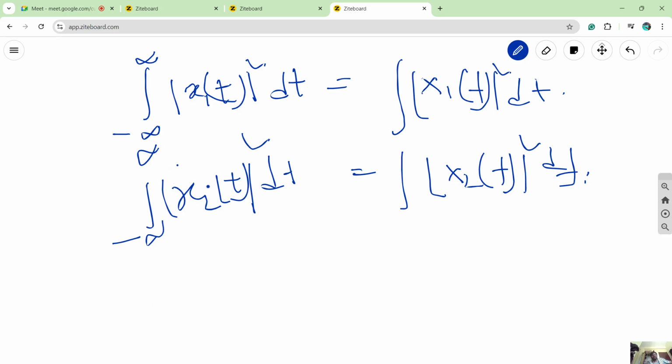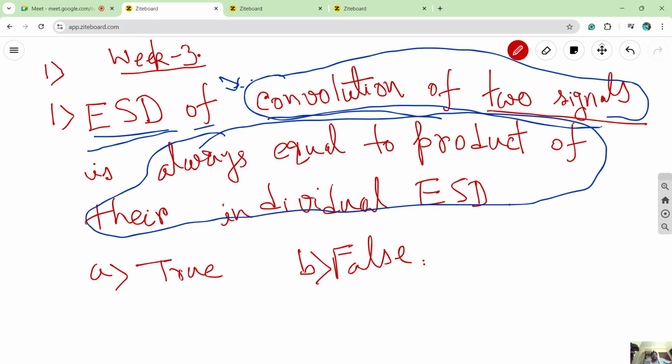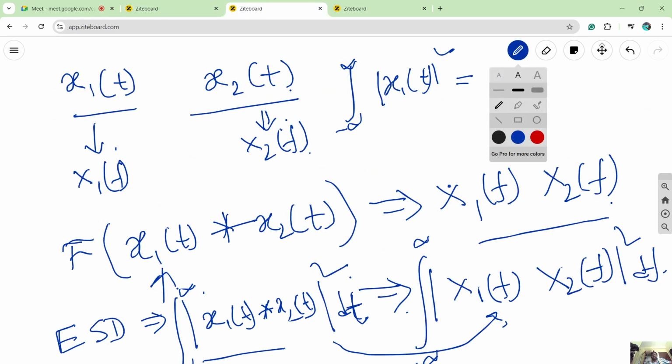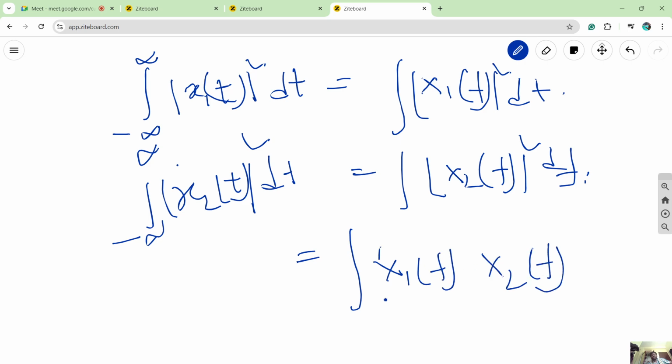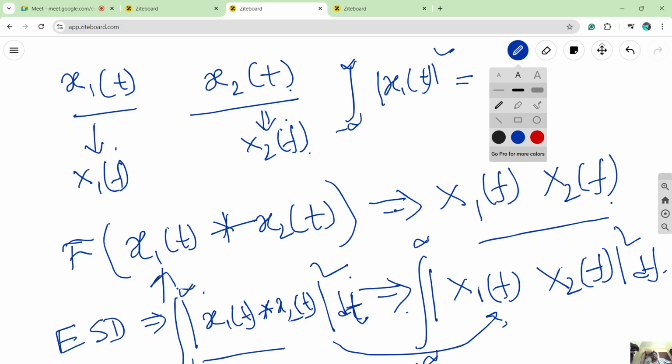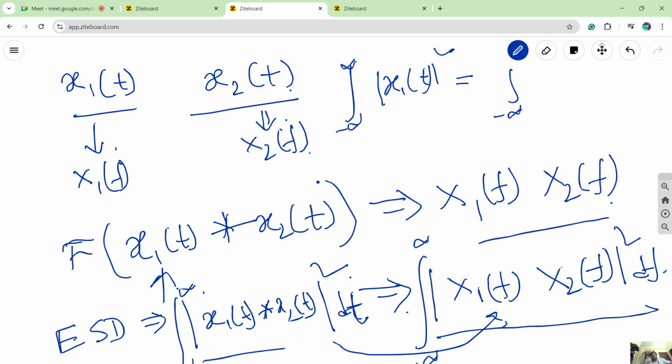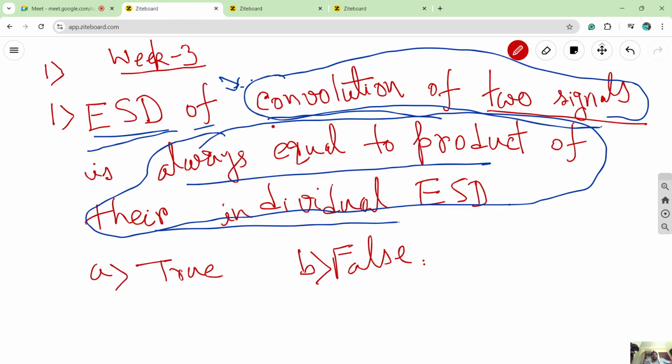So if we multiply these two, do a convolution between these, sorry. So basically, if I want to find whether the statement is true or not, is it always equal to the product of the individual ESDs? So what is the product of the individual ESDs? |X1(f) X2(f)|^2 df. So this value is equal to this value. So the statement is true. Convolution of two signals is always equal to the product of their individual ESDs.